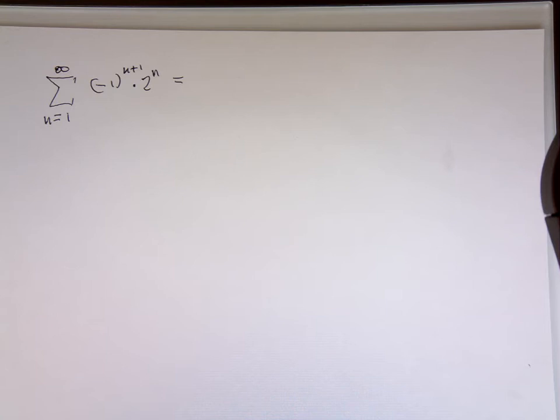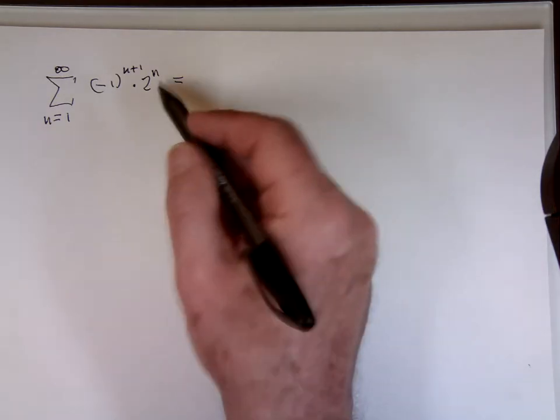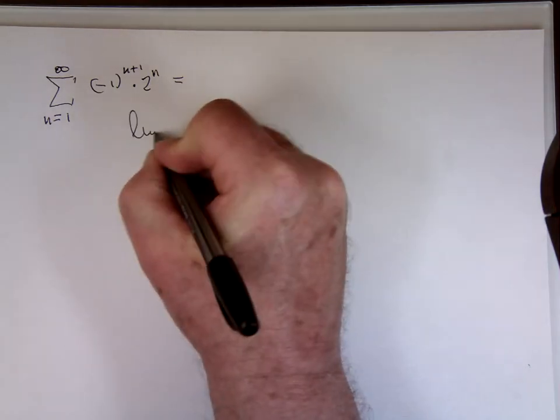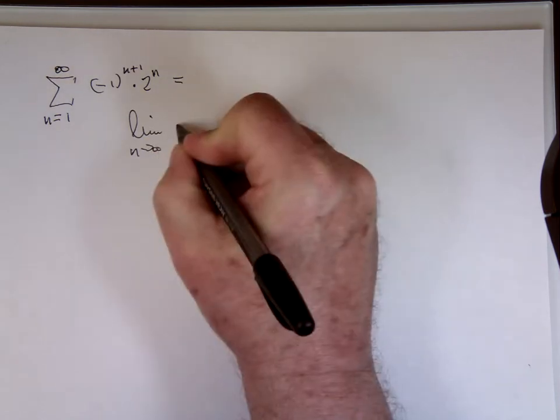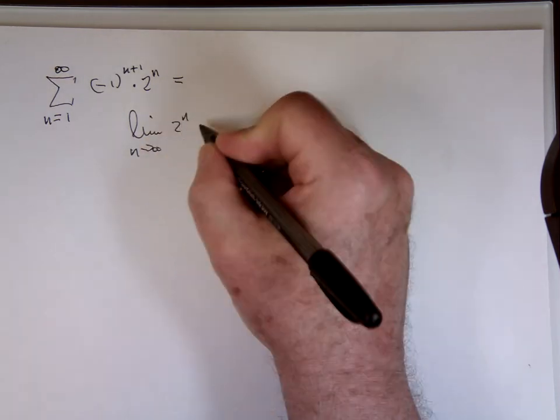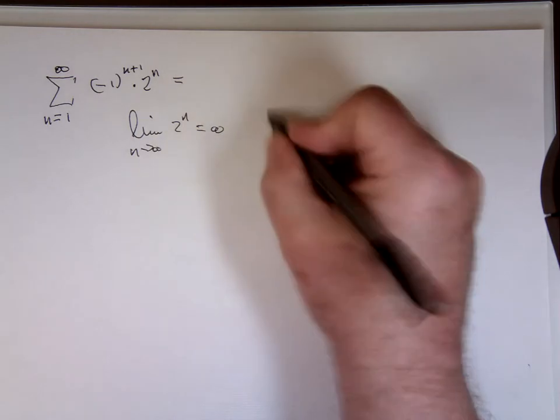We need two conditions here to be met. First of all, the a sub n. What's the limit as n goes to infinity of the 2 to the n? It's infinity. It's not 0. Therefore, diverges and you're done. First condition is not met, you're done. Okay. Let's do another.